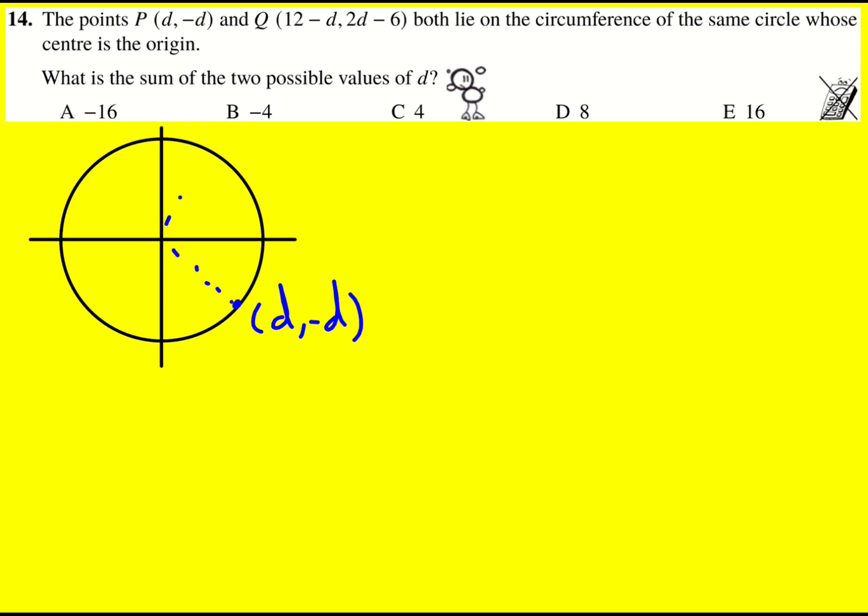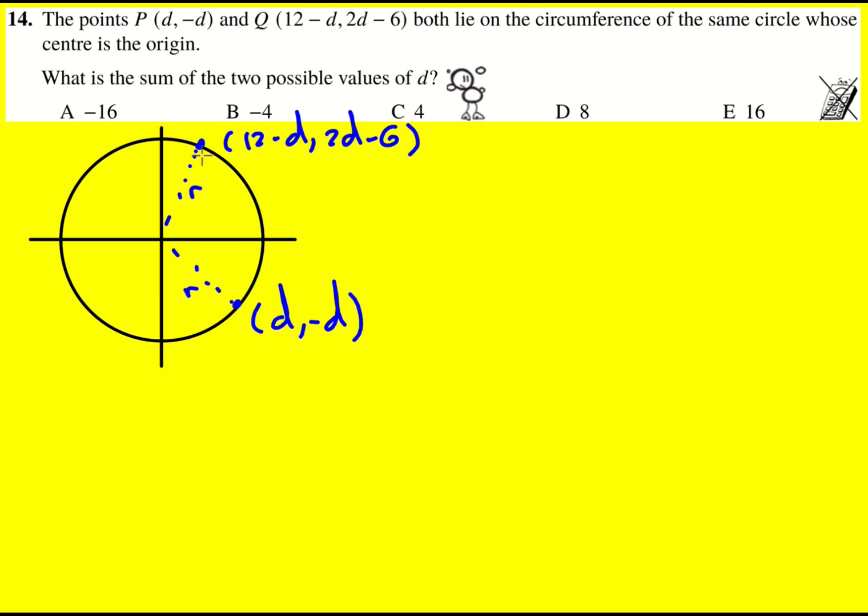And then let me put another point, say up here. That's going to be my other one, 12 minus d, and then 2d minus 6. Okay, and both of these, this is a radius r in both cases. So there's two approaches now.